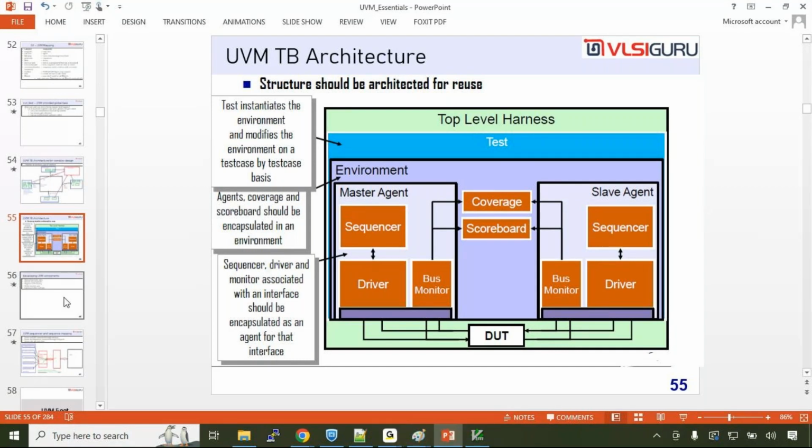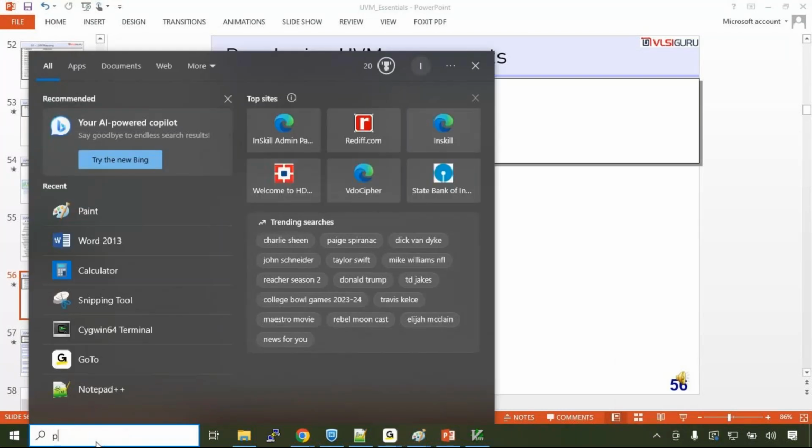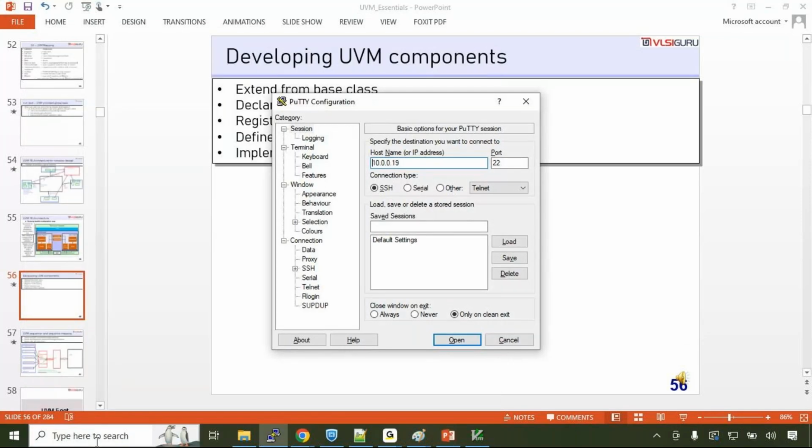So what we will do is now we will develop a simple test bench architecture. We'll do it for another 15 minutes and we'll end the session with that. So we won't have any break. We'll take 15 minutes, develop a simple test bench. With that, we'll end the session.